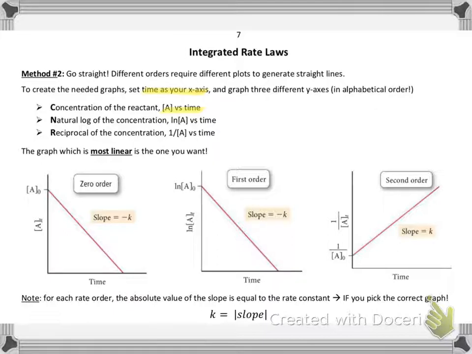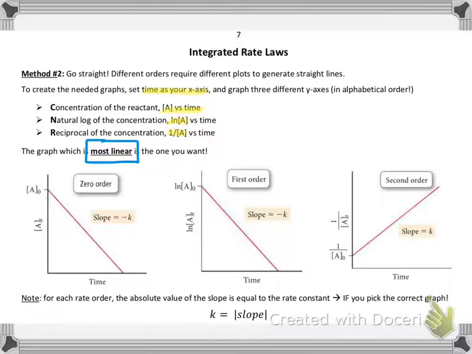You're going to graph the natural log of the concentration of the reactant versus time, and the reciprocal of the concentration of the reactant versus time. When you compare the graphs, only one of the three should actually be a straight line, and that's the one you're looking for. That will tell you what is the order of the reaction with respect to that reactant.